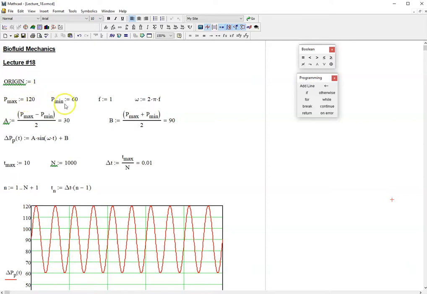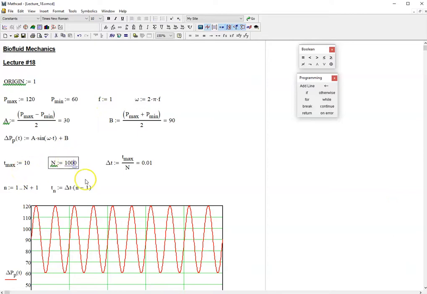Again, we're going to use the same pump, which has a maximum of 120 millimeters of mercury and a minimum of 60 with a frequency of 1. That generates an amplitude of 30 and an offset of 90. So the delta P of the pump is A sine omega t plus B. Very simple. We're going to study the first 10 Hertz cycles. Each cycle takes 1 second, so we're going to look at 10 seconds of analysis.